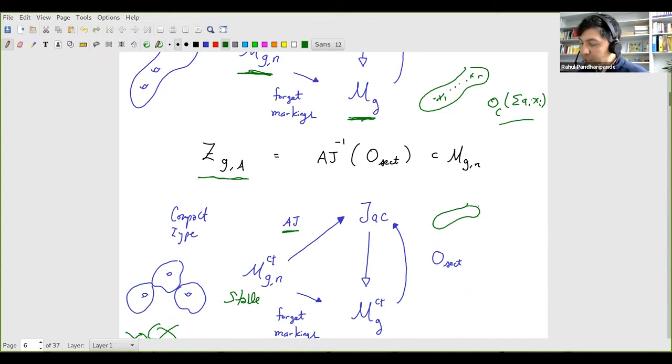If I'm in the compact type case, I could have two pieces of my curve, and I could have maybe x1 here and x2 here, and say x3 here if we only had three points. Then I get slightly confused about what should be this map to the Jacobian. I can't really just do this. This is not exactly the right answer because this Jacobian here is really... I want an abelian variety fibration. This is the Jacobian that has degree zero on every component. That's maybe the better way to think about it.